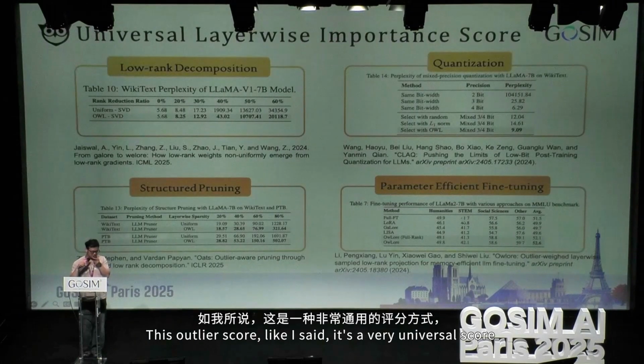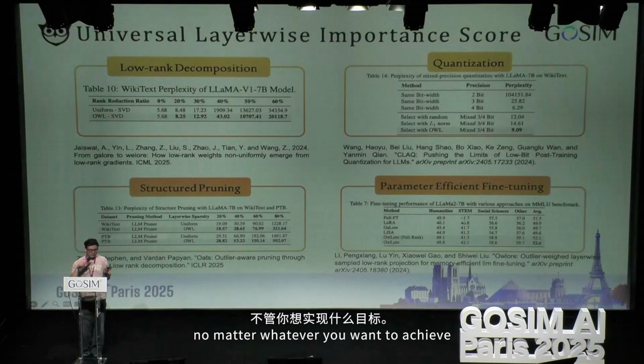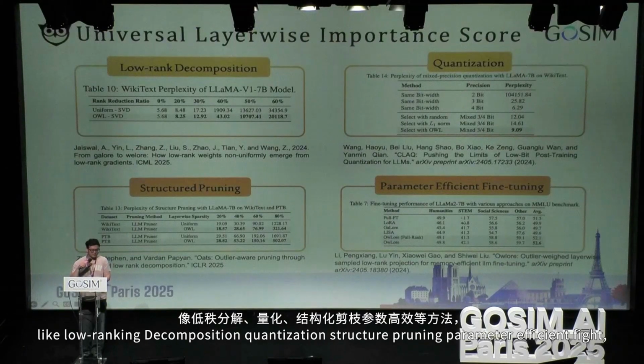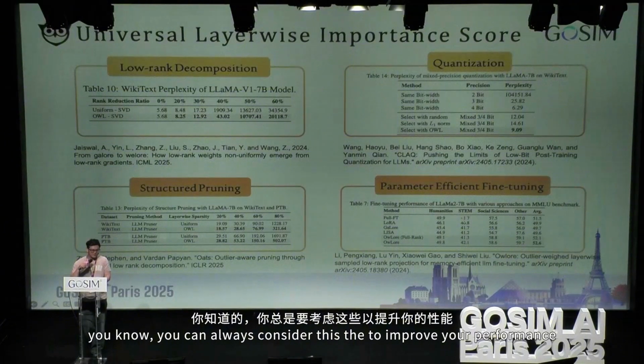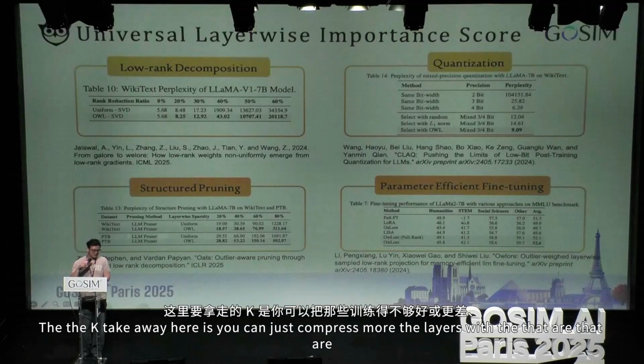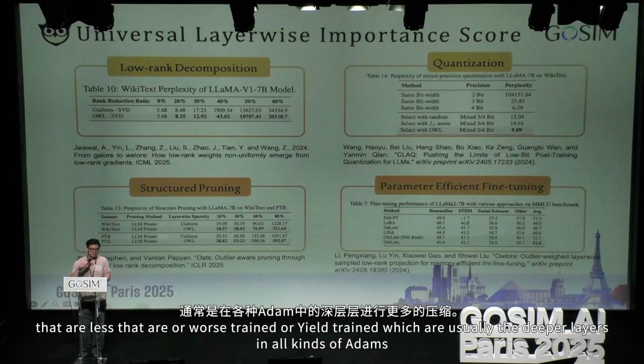And this outlier score, like I said, is a very universal score. No matter what you want to achieve, like low-rank decomposition, quantization, structured pruning, parameter-efficient fine-tuning, you can always consider this to improve your performance. The key takeaway here is you can just compress more of the layers that are worse trained or ill-trained, which are usually the deeper layers in all kinds of LLMs.